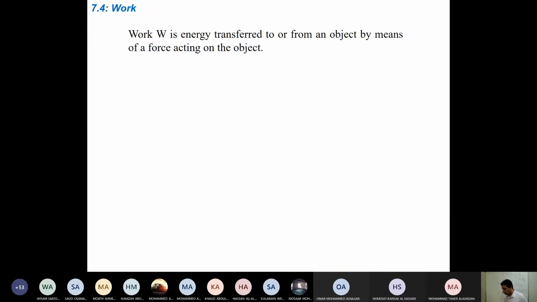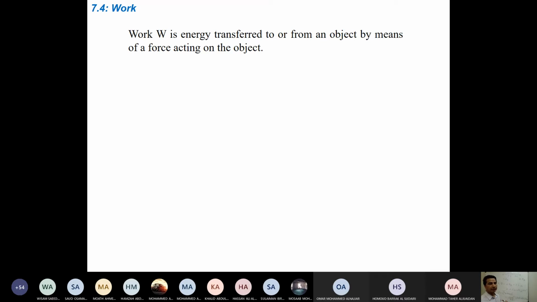Now, I'm introducing work a little bit. What is work? Work, as I said, is energy transferred to or from an object by means of the force acting on the object. So suppose there was a car at rest, and I'm applying my force to it. The car initially has zero kinetic energy because it was at rest. Afterward, when I apply some force, I do work on the car, and the car as a result moves.